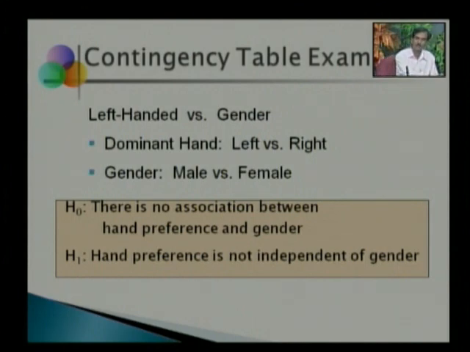Let us discuss first of all a 2 by 2 contingency table example. Suppose we have data about students, their gender, and their dominant hand. Some are left-handed, some are right-handed, some are male, some are female. In this case, our null hypothesis is that there is no association between hand preference and gender. That means hand preference and gender are independent of each other, against the alternative hypothesis that hand preference is not independent of gender.